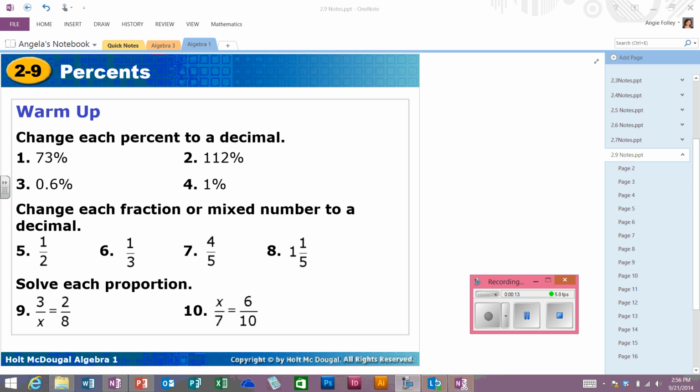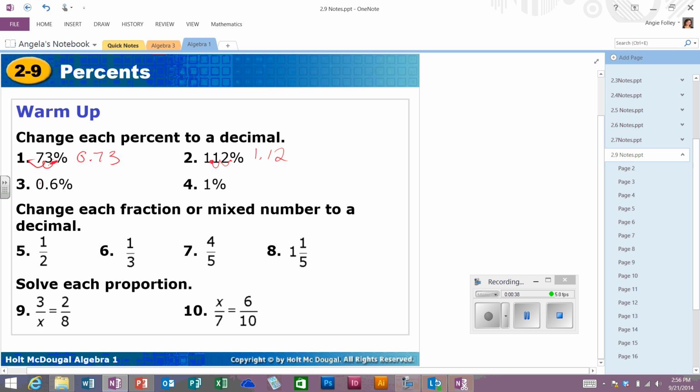First, your warm-up says to change the percent to a decimal, and you may or may not remember this, but to change a percent to a decimal, we take wherever the decimal is. If the decimal is not written, we assume that it's after, and we move it 2 spaces to the left. So this is 0.73 as a decimal. For this one, we would move it 1, 2, so it would be 1.12.